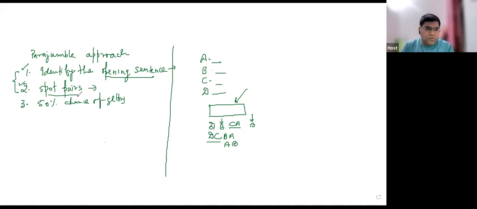So now you would say, okay, 50% chance of getting the answer correct. Why? Because you have to just fit one more sentence at some place and you get the answer correct. The point is how to spot the pairs, how to form pairs. Now that is something that today I would be focusing on. How to create pairs.